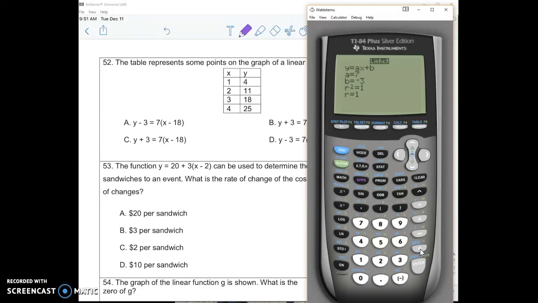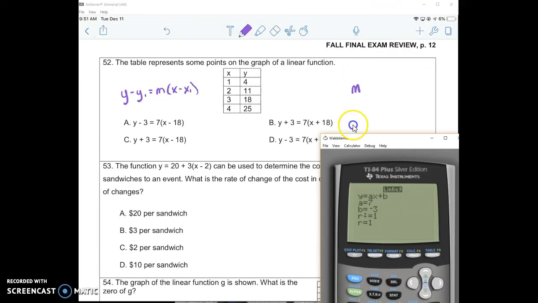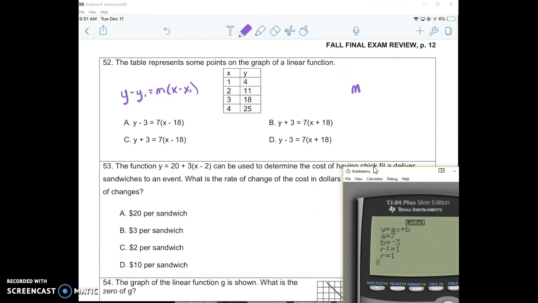Notice that all of our functions are given to us in point-slope form. Point-slope form is y minus y1 is equal to m times x minus x1. So our m, or our slope, is positive 7. Notice that all of these have 7 for the slope, so I can't rule any answers out.